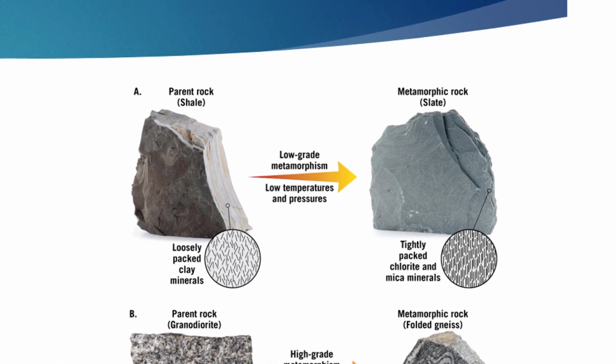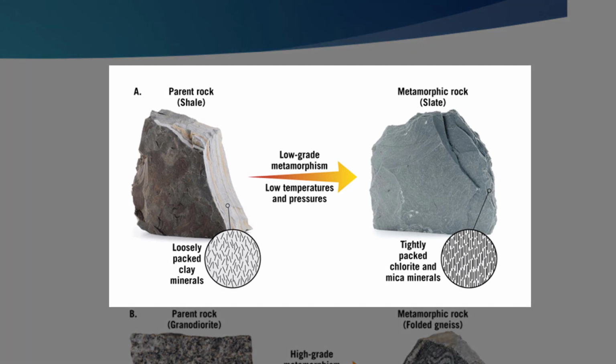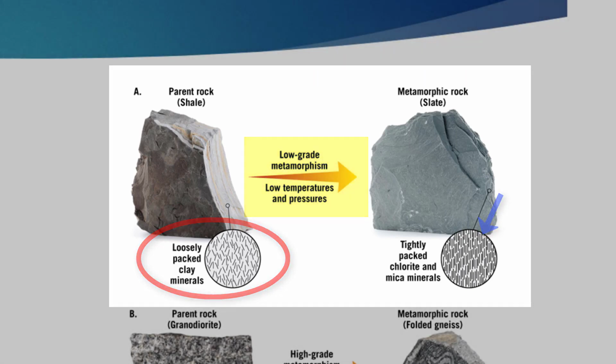Let's look at the example for slate, which is a very popular building stone. The parent rock for slate is shale, which is a sedimentary rock. And shale has very loosely packed clay minerals. It's a fine-grained sedimentary rock. Now, shale will undergo low-grade metamorphism at relatively low temperatures and pressures. And when it does so, you see that there's new alignment for the chlorite and mica minerals.